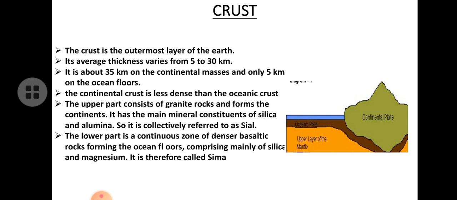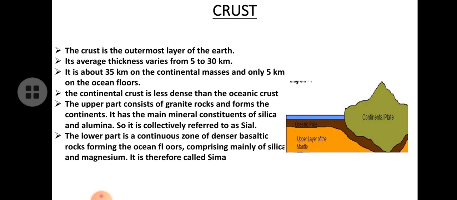So look at the picture, that brown color. Below the blue water, the thickness of the brown color is very less, isn't it? That is about 5 kilometers. But look at the right side part, that green color, that is very much bigger. It may be up to 30 kilometers thick. So it is about 35 kilometers on the continental mass and 5 kilometers on the ocean floors.